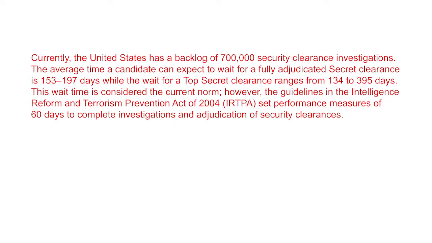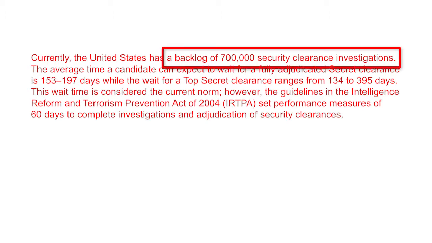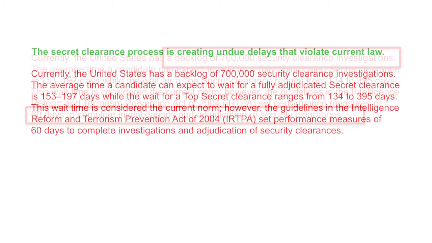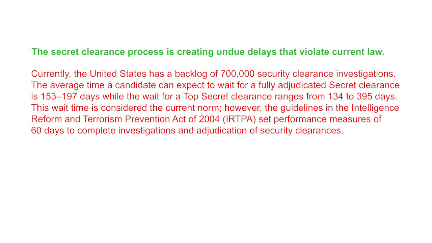The claim or topic sentence must cover the entire scope of the paragraph, both the delays in security clearance and the legal requirements. Thus, the proposed topic sentence reads, the secret clearance process is creating undue delays that violate current law.